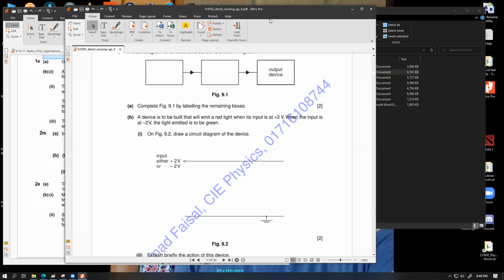Yes. Sir, I want a quick question about Earth. Can I assume it to be an infinite reservoir of electrons always at 0 volt? Here? The Earth wire, the earth connection? Yes, sir. Yeah, technically yes. The earth connection is considered to be an infinite source of 0 volt electrons.